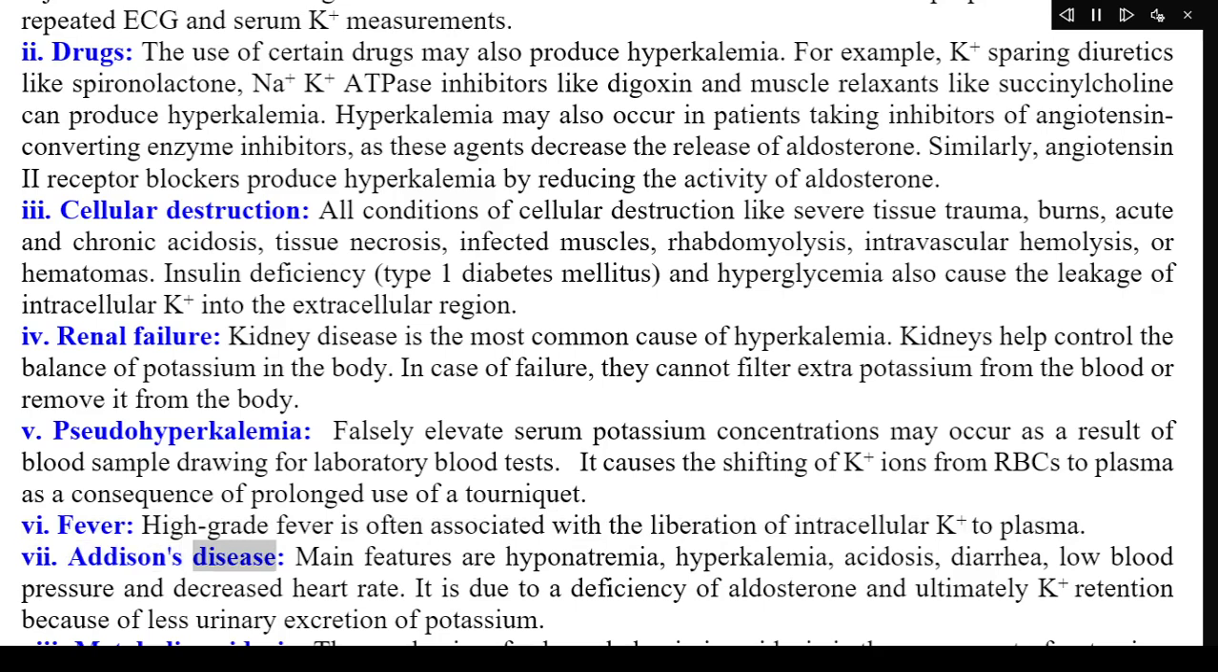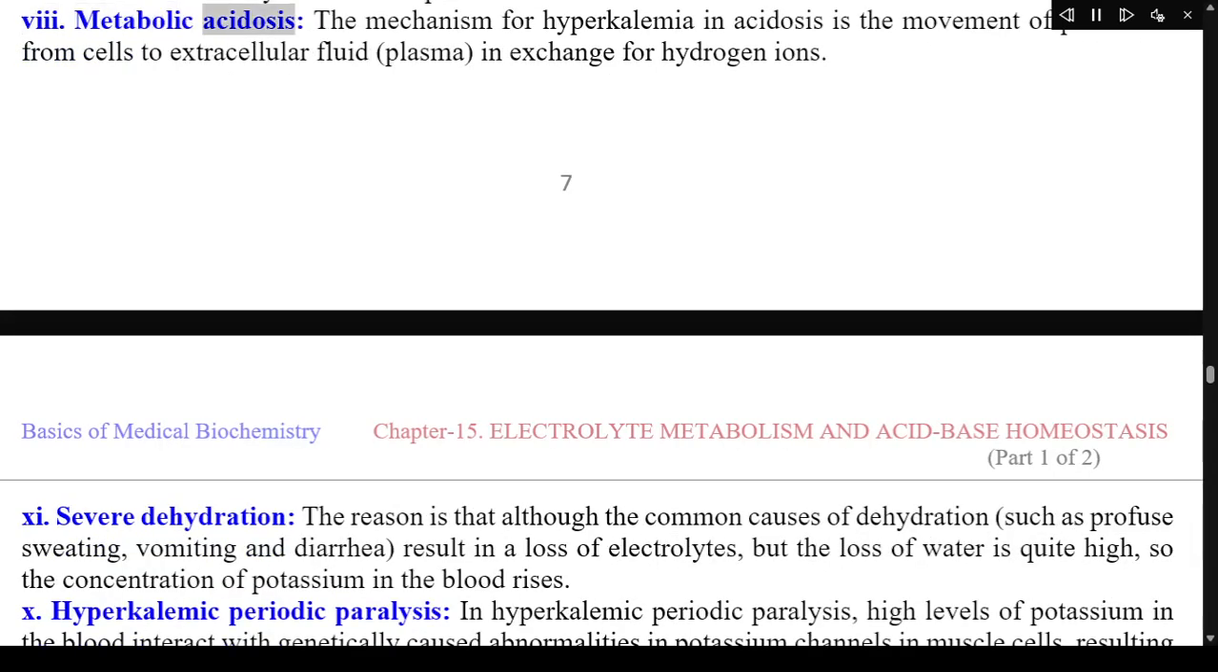7. Addison's disease. Main features are hyponatremia, hyperkalemia, acidosis, diarrhea, low blood pressure and decreased heart rate. It is due to a deficiency of aldosterone and ultimately K+ retention because of less urinary excretion of potassium. 8. Metabolic acidosis. The mechanism for hyperkalemia in acidosis is the movement of potassium from cells to extracellular fluid, plasma, in exchange for hydrogen ions.